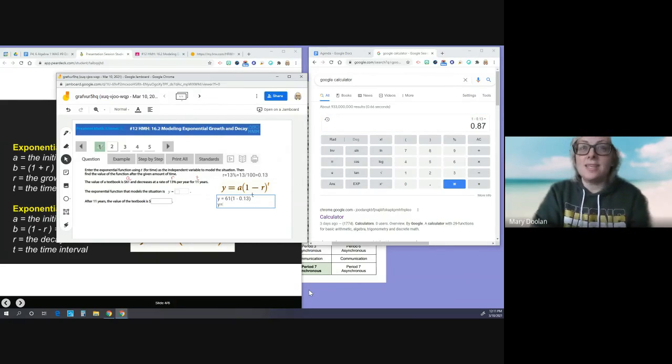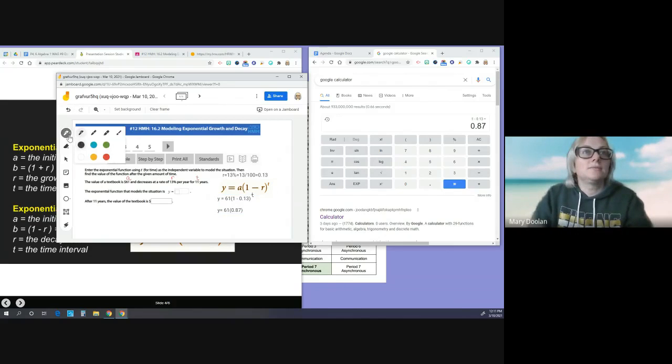Okay, y equals 61 in parentheses, 0.87, close parenthesis, and then I'm going to put that exponent of t right here. And so now I know what I have to put in the box. All right, they already have the y equals part. So I just need to put, this is number 2, I just need to put this in the box. That's going to go here.